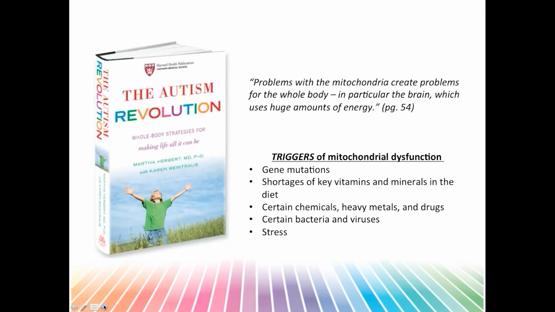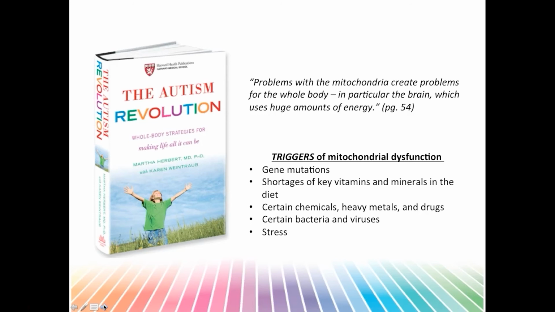And this book, which you may be familiar with, The Autism Revolution, was published by Dr. Martha Herbert, who is a pediatric neurologist and professor at Harvard Medical School. And it's been important in bringing attention to mitochondrial dysfunction and other medical aspects of autism that can be treated. She explains that problems with the mitochondria create problems for the whole body, in particular the brain, which uses huge amounts of energy. She also explains how many different types of triggers can lead to mitochondrial dysfunction, including gene mutations, shortages of key vitamins and minerals in the diet, certain chemicals, heavy metals and drugs, certain bacteria and viruses, and stress.